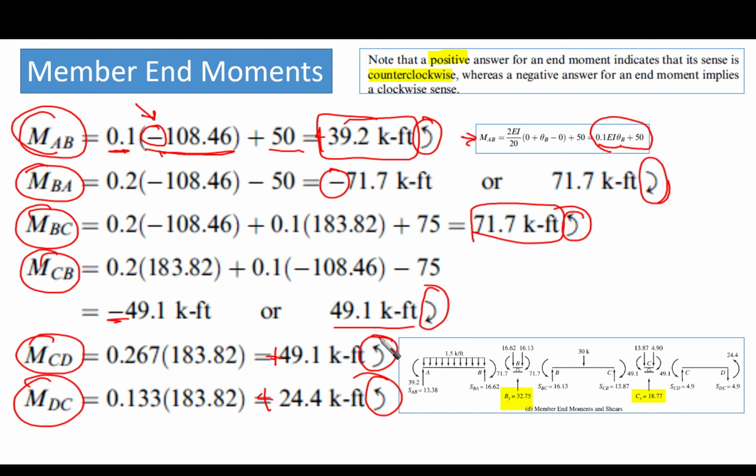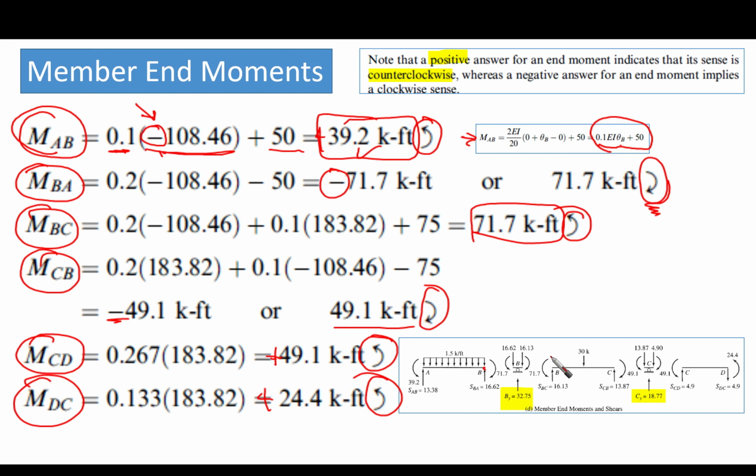Okay, now we are going to apply all the moments that we have had here in our beam. So we have the moment MAB, it is counterclockwise, so it is counterclockwise here, and it is 32.9. And then on the other hand at B, it is how much? It is 71.7 clockwise, as you can see.